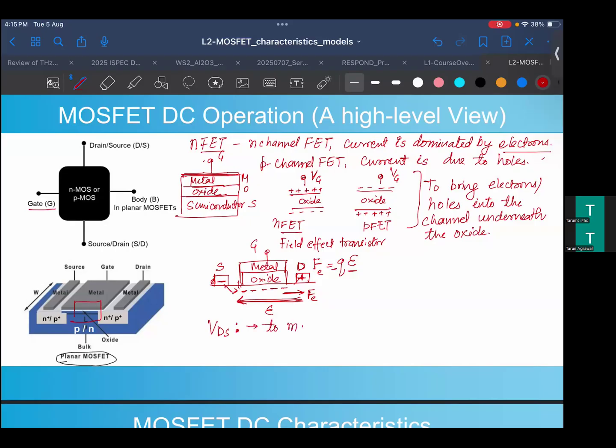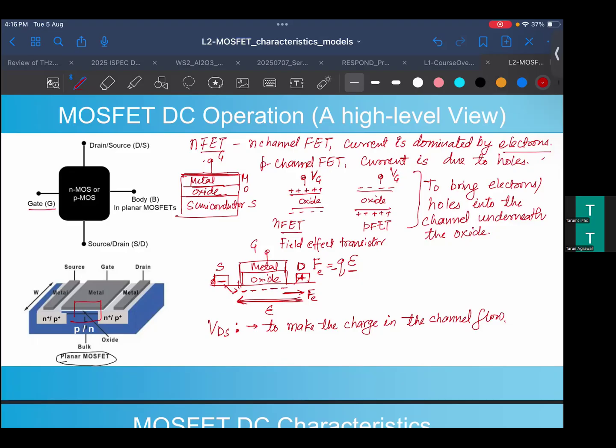The role of VDS is to make the charge in the channel flow. That is effectively what your VDS does. Now, once we change the VDS, is there a change in the way the current changes, or does it change just linearly? That is the kind of thing one can investigate when they change the VDS.